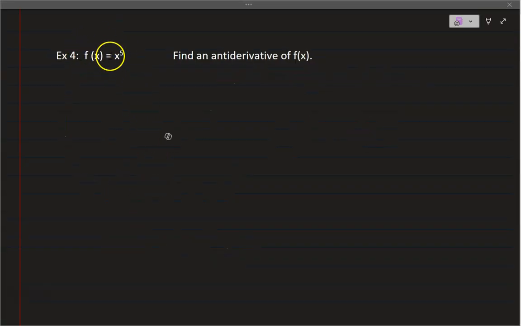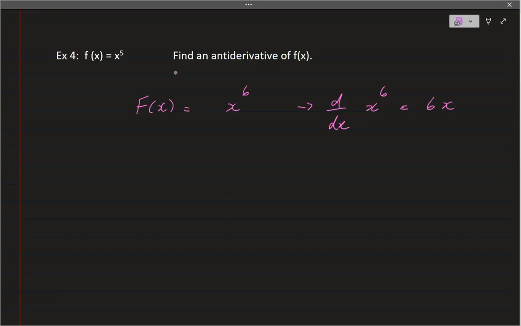So we have a derivative of a function given by x to the 5th. We want to find the antiderivative of f of x, or the original function. Remember that to get x to the 5th after differentiation, you must have started with x to the 6th. Because remember, d/dx of x to the 6th is equal to 6 times x to the 5th. And this x to the 5th is the one that we are looking at.